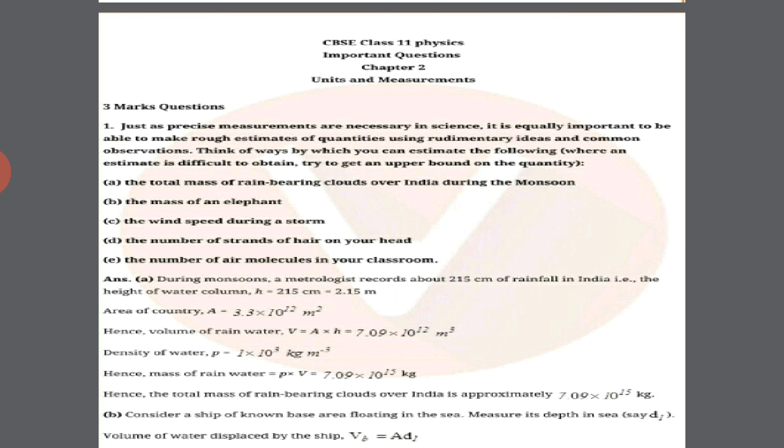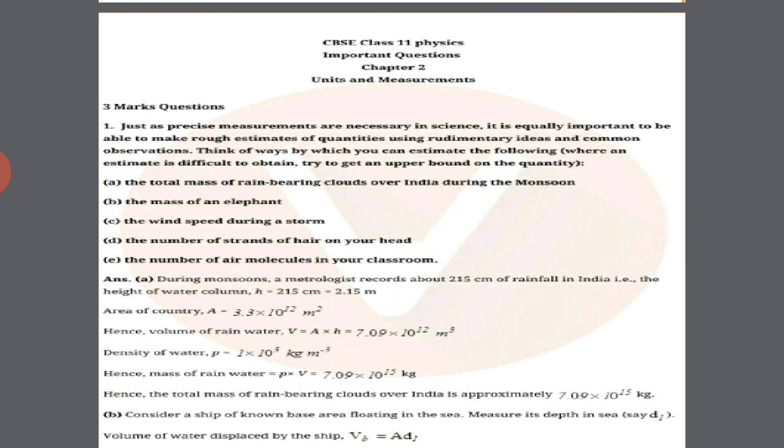Just as precise measurements are necessary in science, it is equally important to be able to make rough estimates of quantities using rudimentary ideas and common observations. Think of the ways in which you can estimate the following. Where an estimate is difficult to obtain, try to get an upper bound on the quantity.